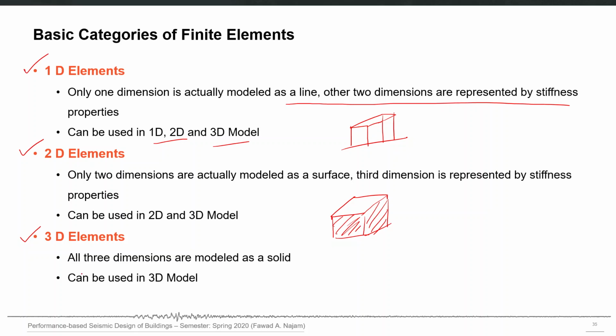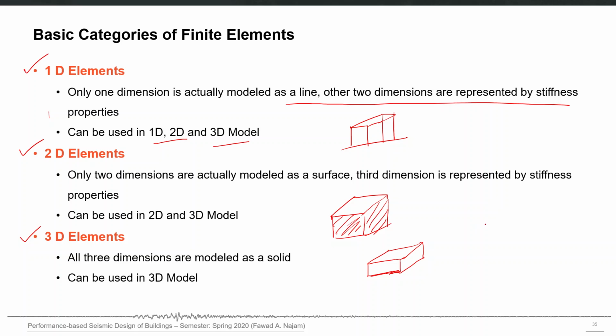And we also have 3-dimensional elements in which all the 3 dimensions are modeled as solid. So for example, if you have a 3-dimensional structure, for example a pile cap or a thick raft foundation, that will be required to be modeled as solid object, and that solid object can be modeled using 3-dimensional solid elements. In reality, all of the 3 types of these elements can be in one model to represent a real structure.